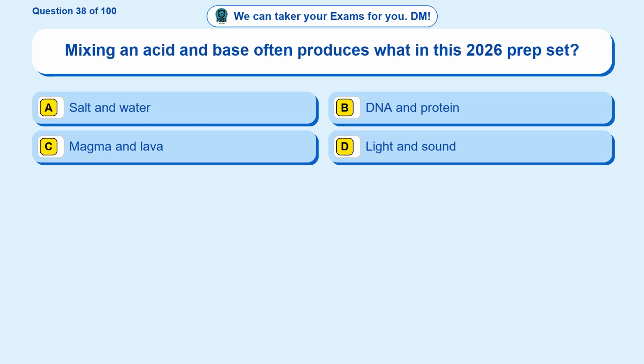Question 38. Mixing an acid and base often produces what in this 2026 prep set? Option A, salt and water. Option B, DNA and protein. Option C, magma and lava. Option D, light and sound. The correct answer is option A.